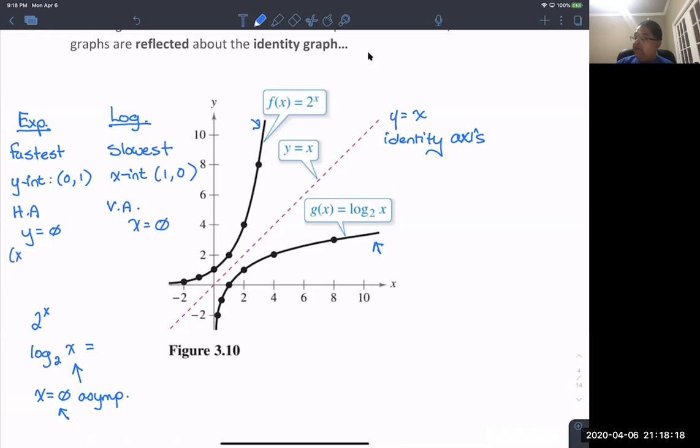Just like y equals 0 is the x-axis, another name for x equals 0 is the y-axis. So if you look at it, these are like polar opposites of one another. They're like a mirror reflection, or bizarro world for those of you who are familiar with comic books. Exponential is the fastest, logarithm is the slowest. Exponential has a y-intercept at 0, 1. Logarithm has an x-intercept at 1, 0. Exponentials have a horizontal asymptote at the x-axis, y equals 0. And logarithms have a vertical asymptote at the y-axis, x equals 0. And these are properties of logarithms.